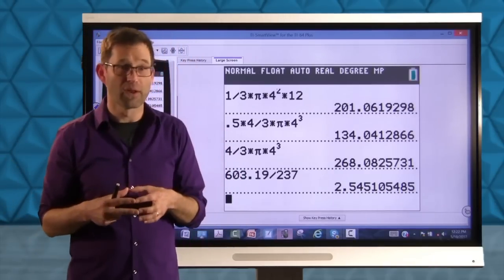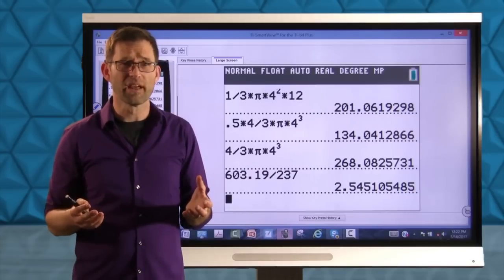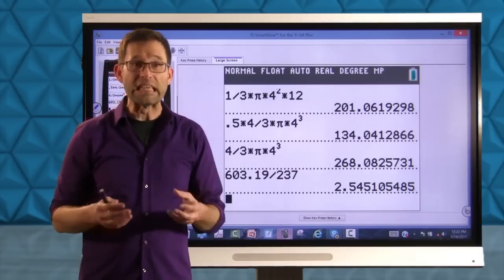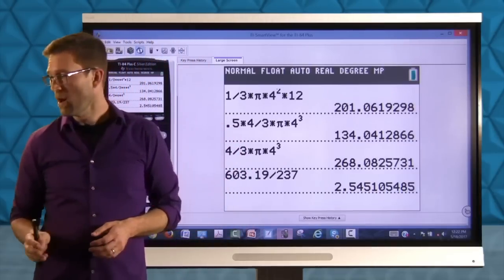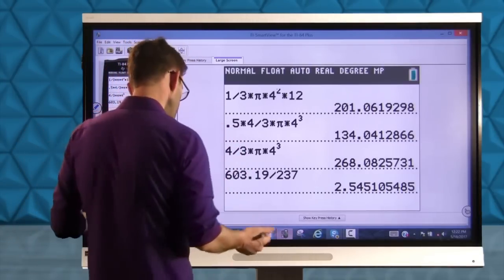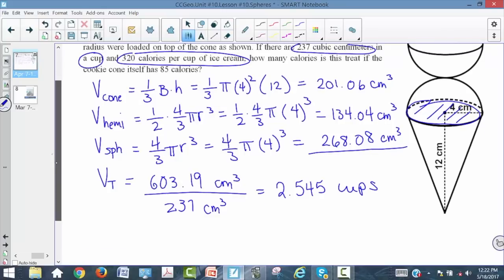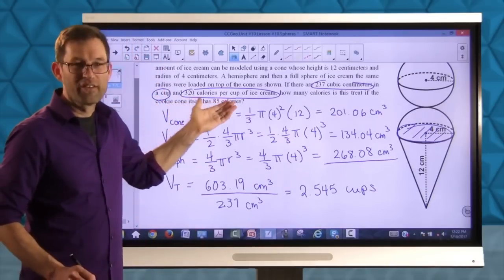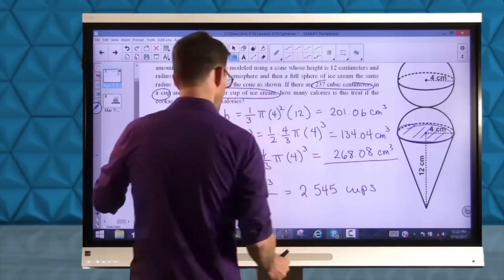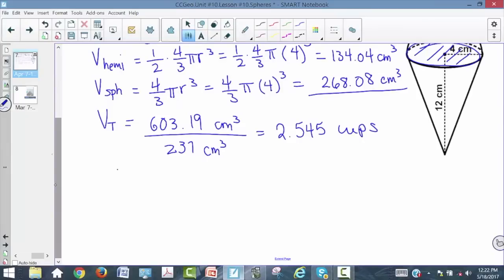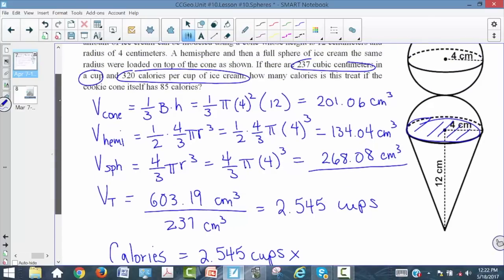Now, I think we've all seen a measuring cup. You know, a cup of ice cream doesn't seem like that much to me. In fact, I can routinely eat maybe more than a cup of Ben & Jerry's in a given night. But what we've got is 2.545 cups. So how many calories of ice cream do we have? Well, we've got 320 calories per cup. So we've got 2.545 cups times 320 calories per cup.